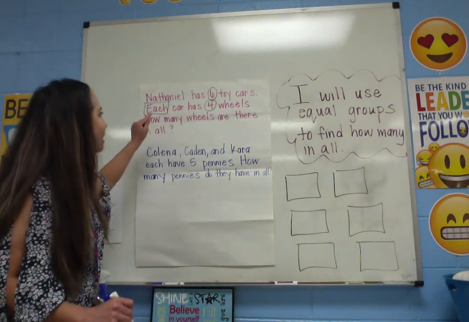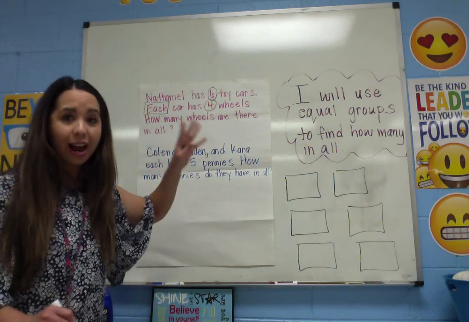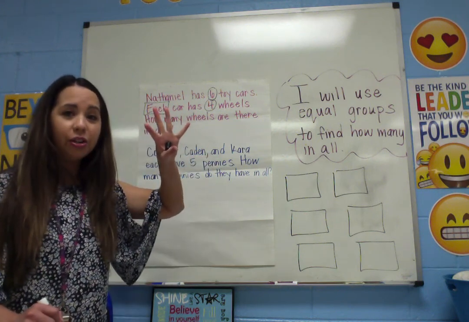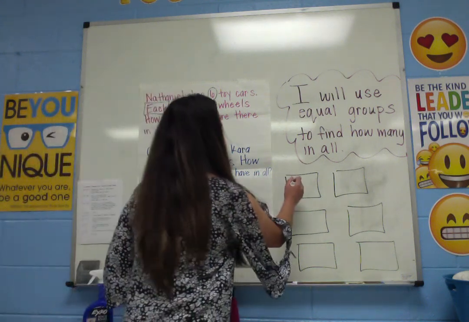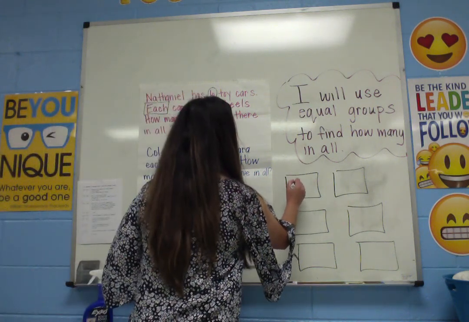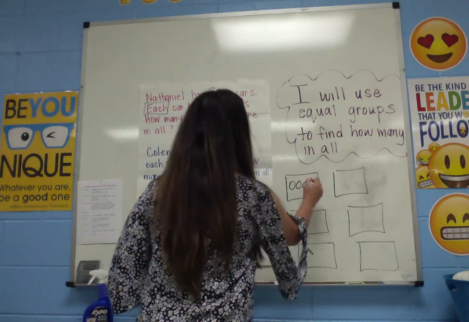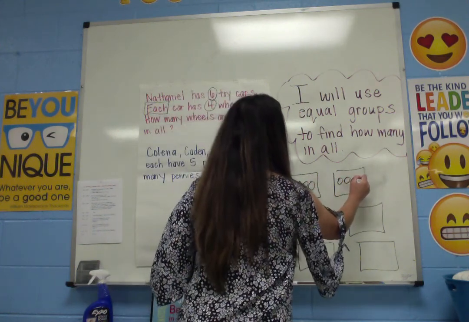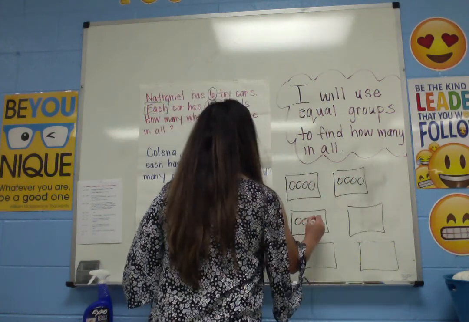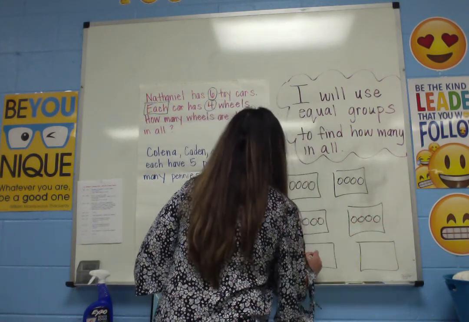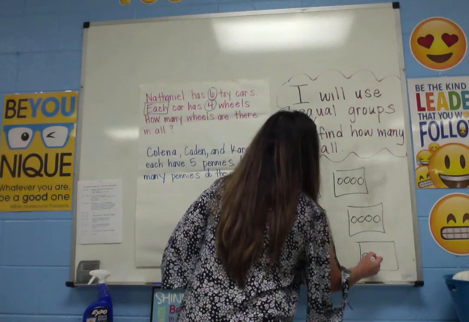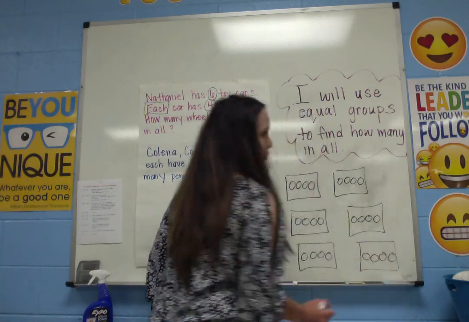Now it says each car. Each car has 4 wheels. I'm going to draw 4 circles to represent the wheels. So this car has 4 wheels. This car has 4. So each car, you guys, has 4 wheels. So that's why I'm drawing 4 circles in each group.